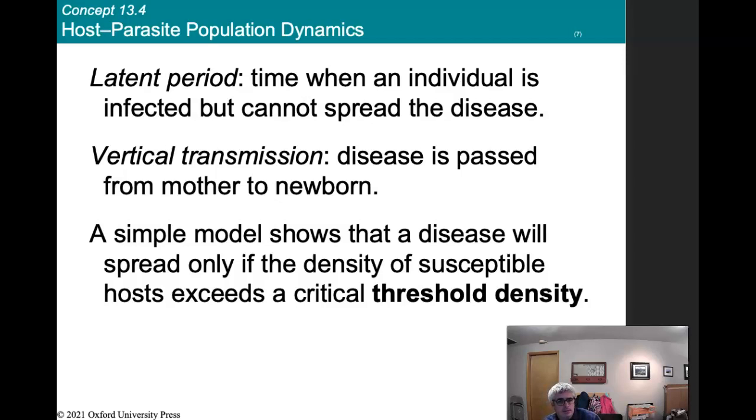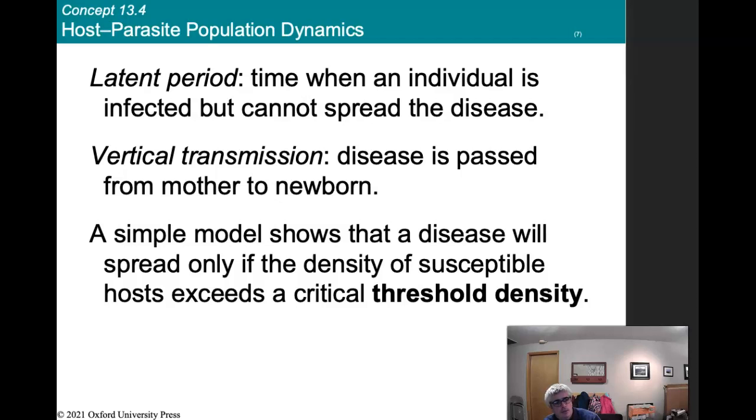And so this is saying that you have to have some threshold as a combination of interaction, how often animals bump into each other, how transmissible that disease is, and what the mortality rate looks like. So if you have a high mortality and a low transmission, the disease is likely to go away because everybody that gets it will die, and it's hard for them to pass it on.